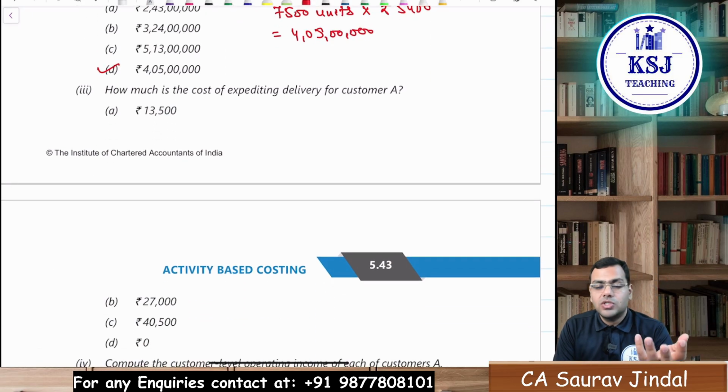Otherwise, cost of goods sold, how do we calculate? Opening stock plus purchases minus closing stock. There is no opening stock. There is no closing stock. The only thing that you have is the purchases.